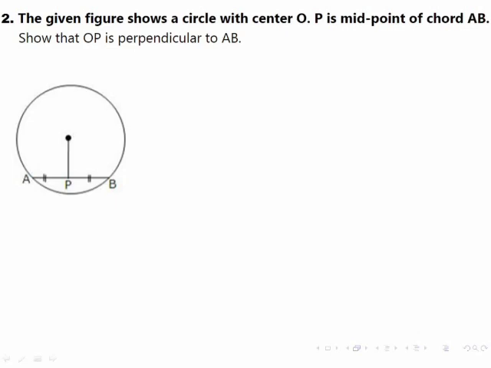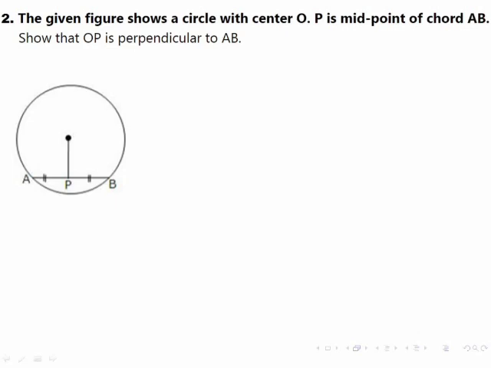Okay, so let me take question number 2. The question says, the given figure shows a circle with center O. This is a circle with center O, and P is the midpoint of the chord AB. So AB is the chord and P is the midpoint. Show that OP is perpendicular to AB.